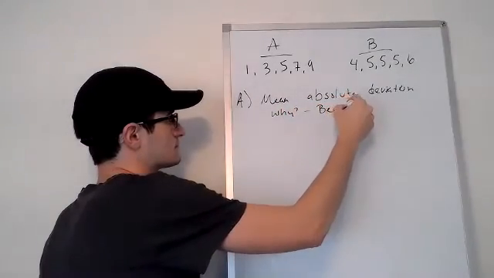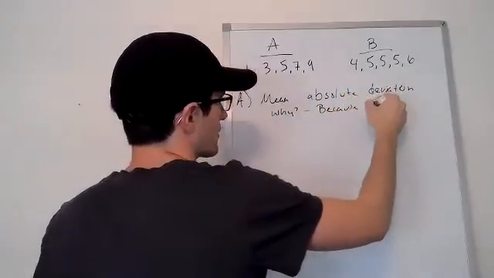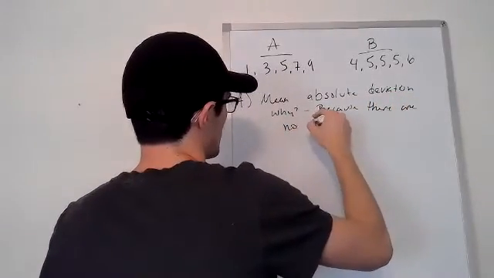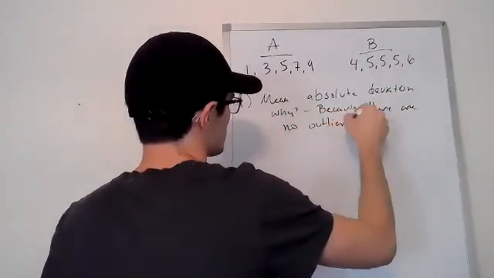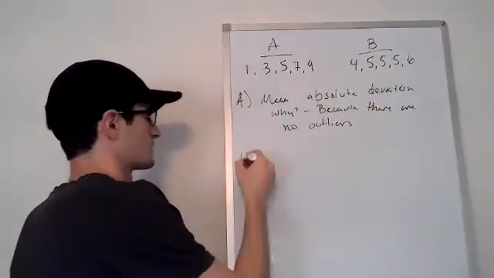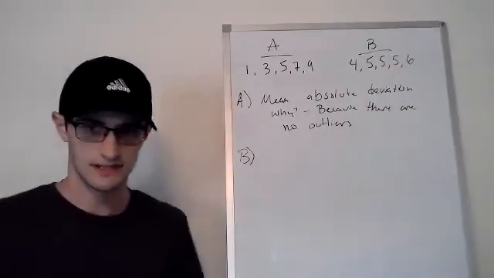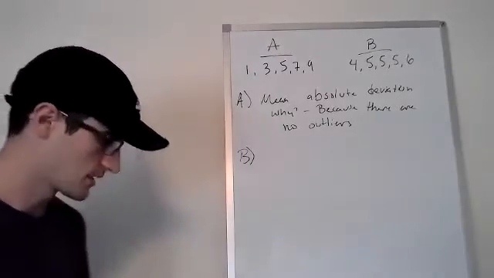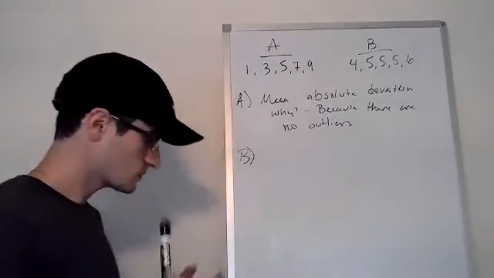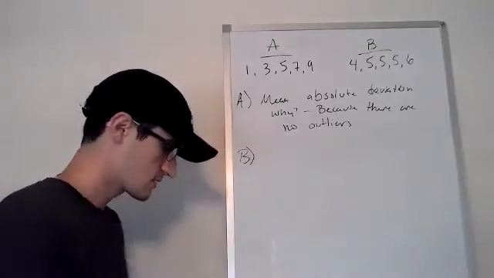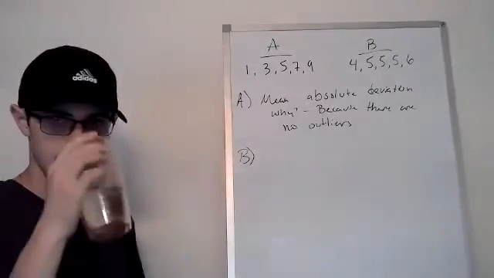Because there are no outliers. Okay. That was the first step, to determine which measure we're going to use, and we have done that. Now, what's the next step? Compare them using the appropriate measure of spread. So compare them using whichever one you chose. We chose the MAD.